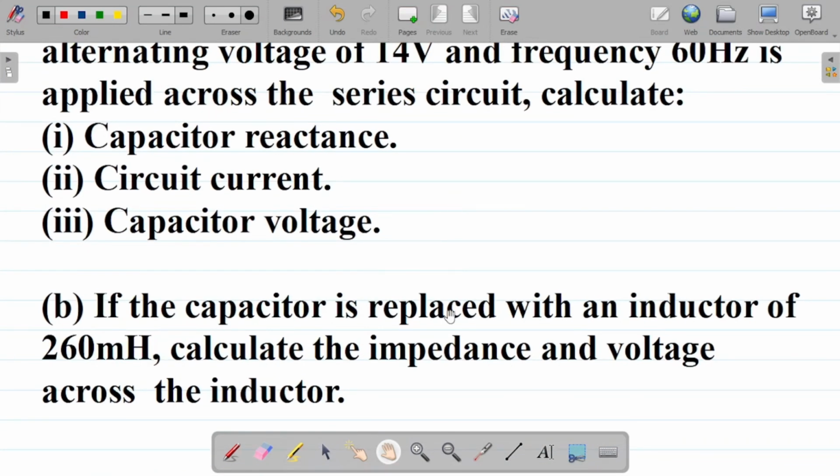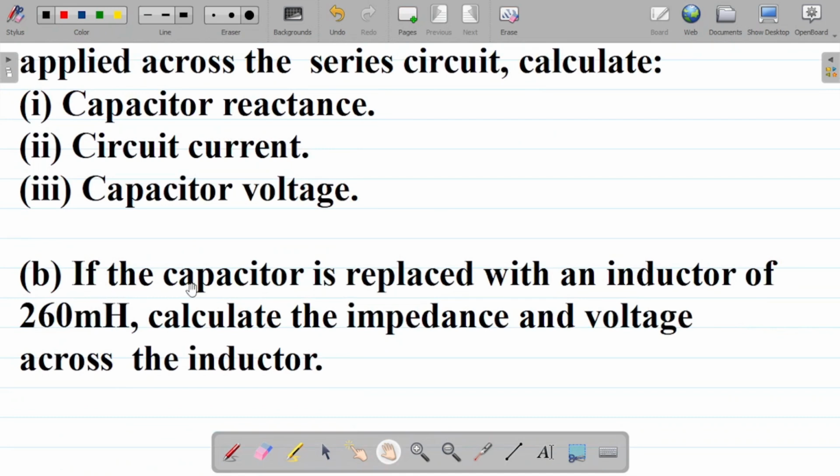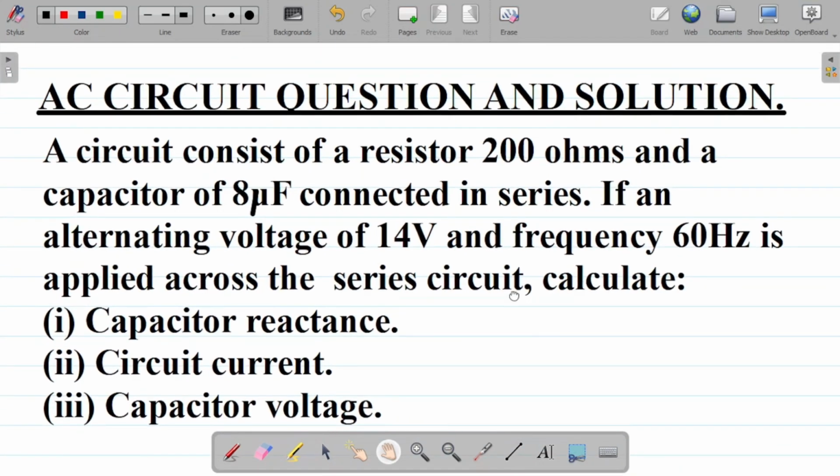Now, there's a B part of the question. The B part says, if the capacitor is replaced with an inductor of 260 millihenry, calculate the impedance and voltage across the inductor. So how do we solve this question?